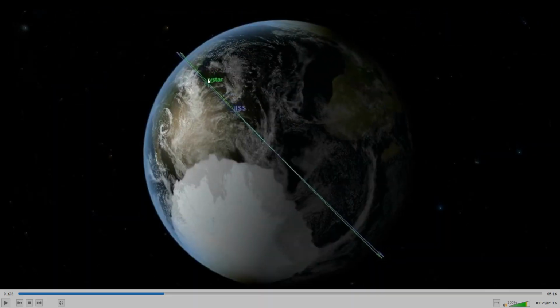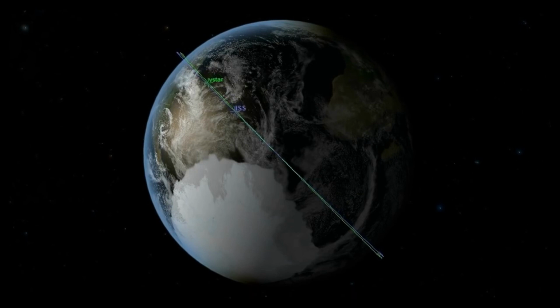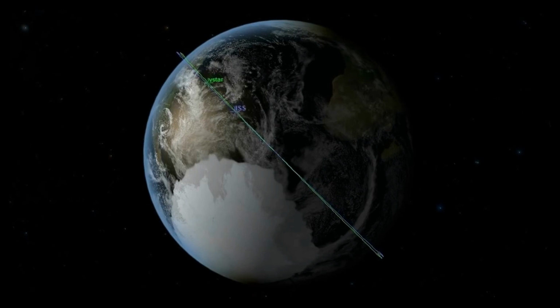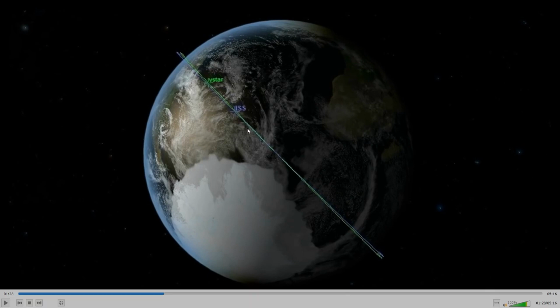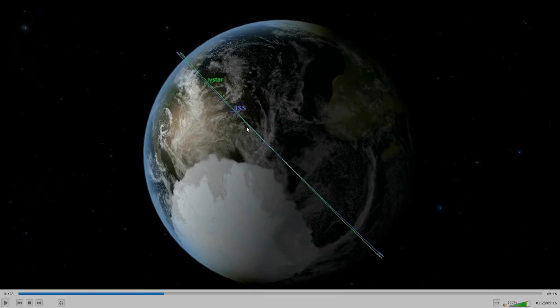So here you can see that V star indicates the Venture Star and the International Space Station. Both are revolving in different orbits. What Venture Star is trying to do is dock with the International Space Station, whether it is a manned mission or unmanned mission or any other mission, right? So it can perform the mission and it can successfully re-enter the Earth atmosphere.